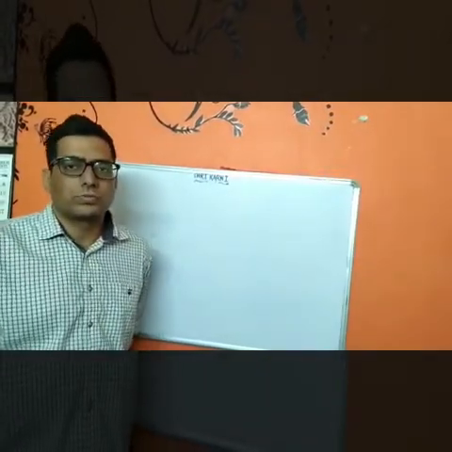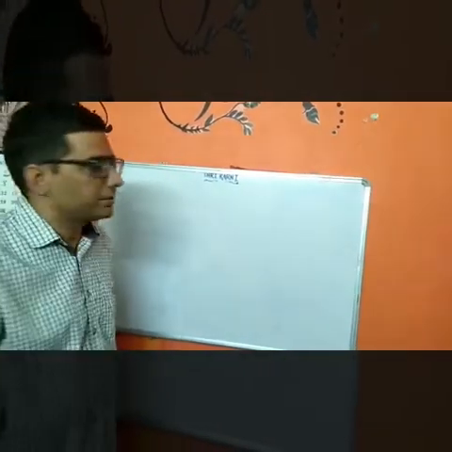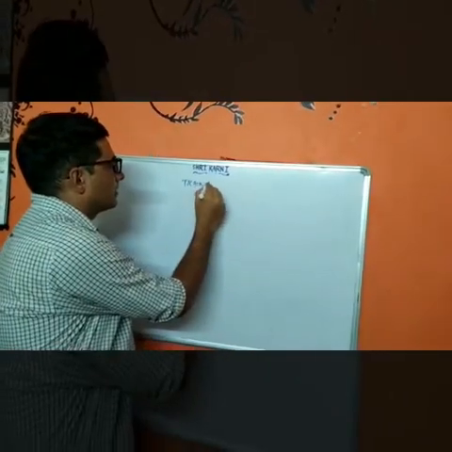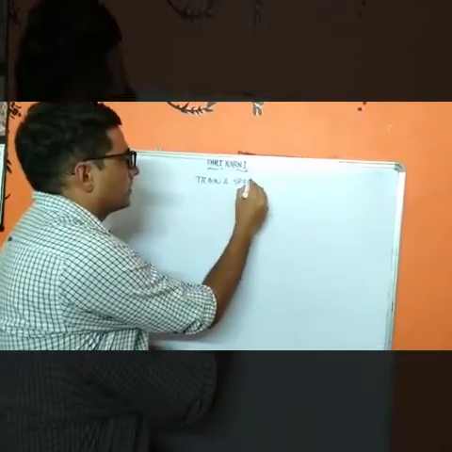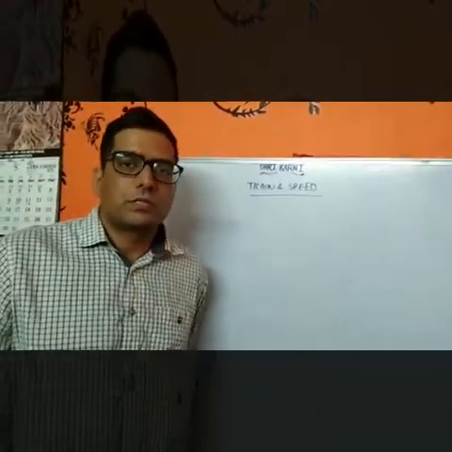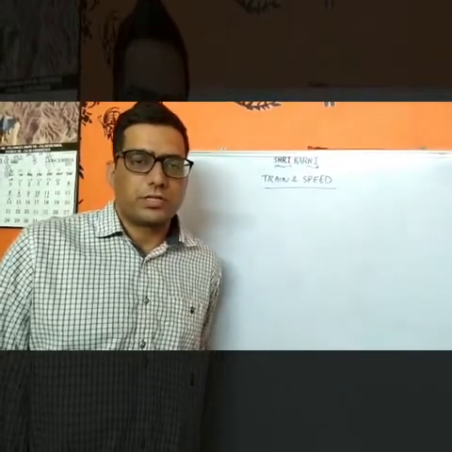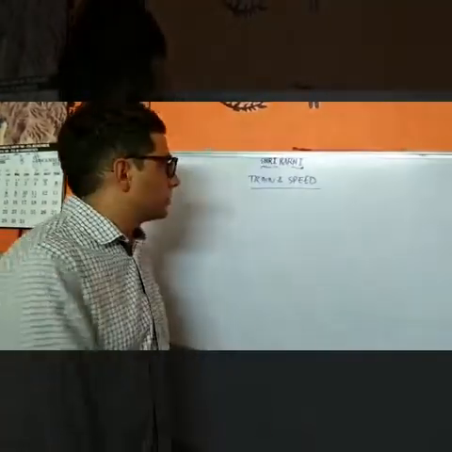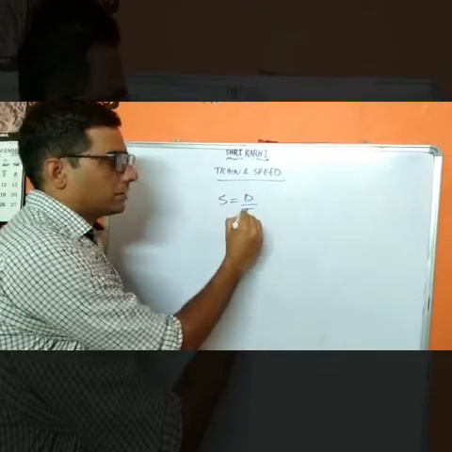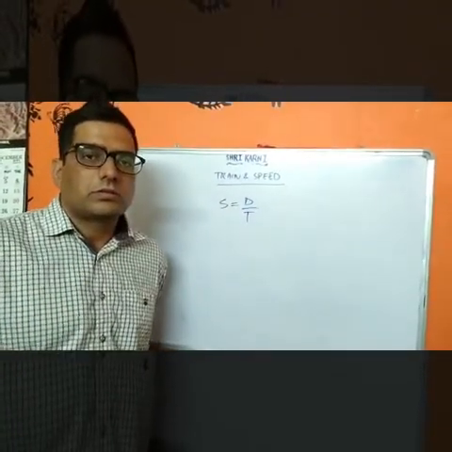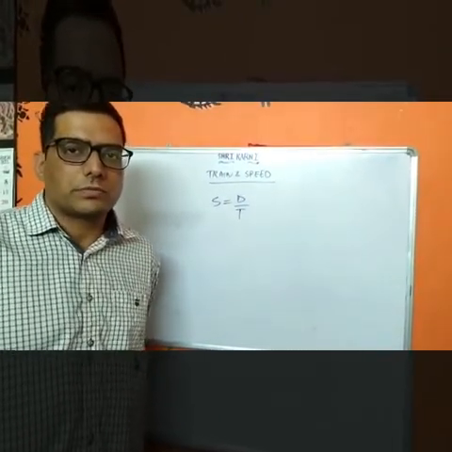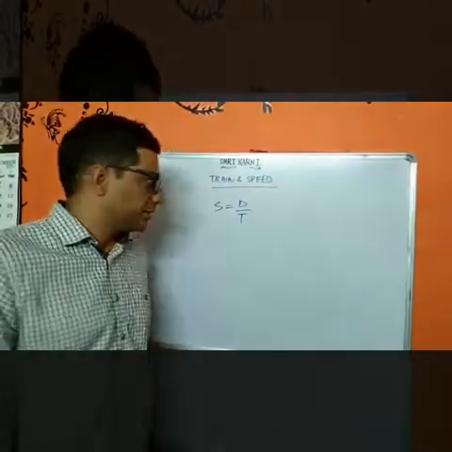Today we will go through the topic train and speed. Before going through the topic, we will go through the basics of time, distance and speed. As you all know, speed is denoted by distance divided by time. It means if an object covers some distance in a particular time, that will be denoted as the speed.